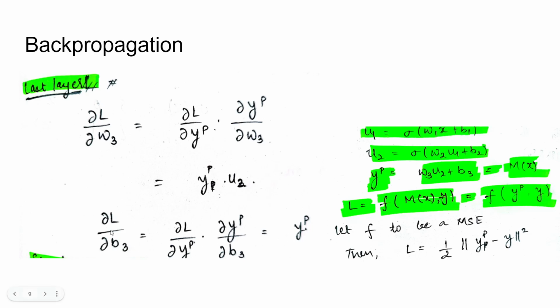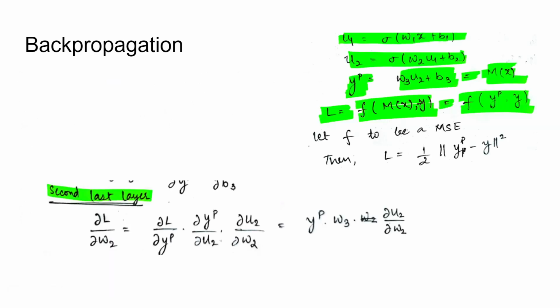Now these equations will be further used to calculate the gradient for other weights. For the second last layer, we will have the derivative of L with respect to W2 equal to the derivative of L with respect to yp, times the derivative of yp with respect to u2, times the derivative of u2 with respect to W2. Clear? So we know the value of the first parts. This is nothing but yp into W3 into the derivative of u2 with respect to W2.